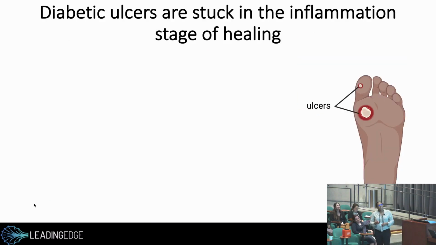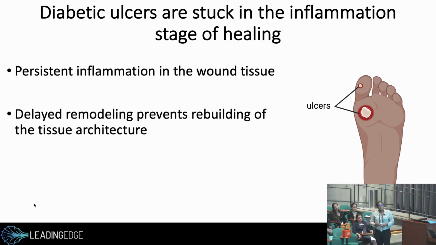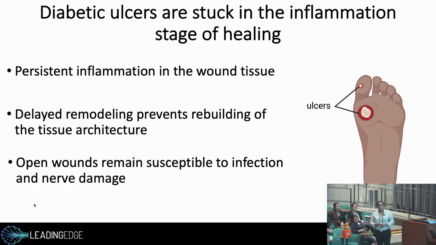So taking a closer look at what this actually means when I say these wounds are stuck in the inflammatory stage, there's persistent inflammation in the wound tissue. So again, that redness, that open sore. The delayed remodeling or no remodeling prevents rebuilding of the tissue architecture. And open wounds, again, remain susceptible to infection or damage, which can lead to amputation in most serious cases.